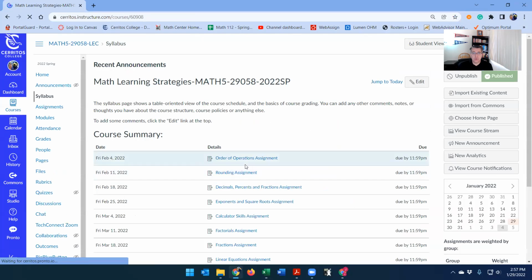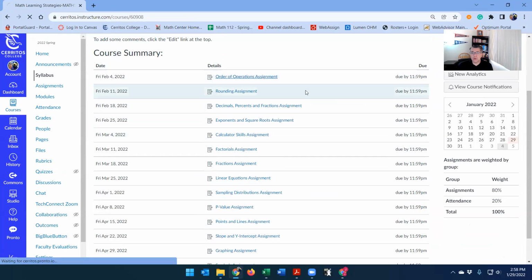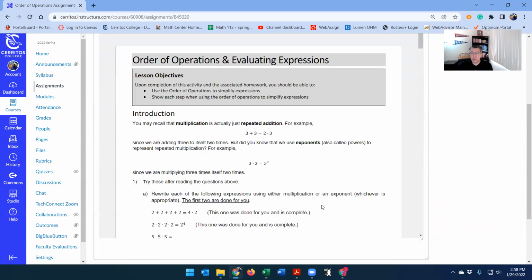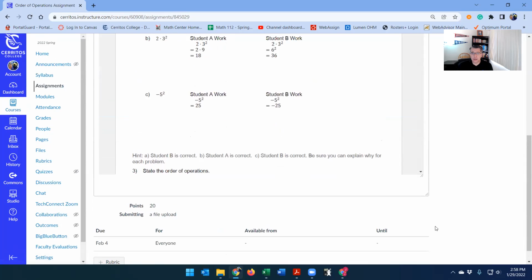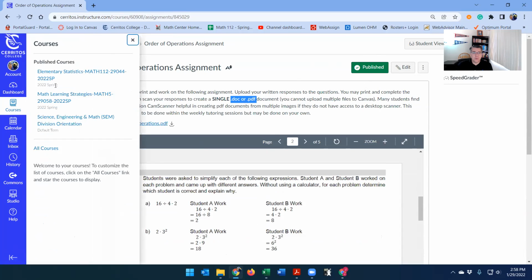Okay, Math 5, again, you will have weekly assignments here. So you're going to download the weekly assignment. You'll have a weekly worksheet that you'll download, and then you'll upload it when you're done. So you'll take a picture of it or scan it, and then you'll upload the PDF as a single document. So those are your weekly assignments in there. Let's go back to Math 112.